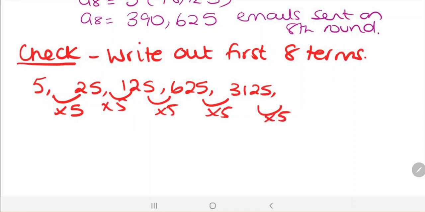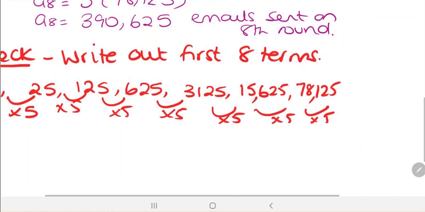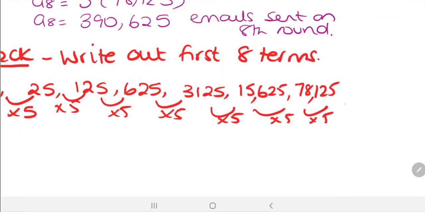And if we multiply this by 5, we'll have 15,625. And this by 5 will give us the next value of 78,125. And finally, 1, 2, 3, 4, 5, 6, 7, the 8th term, if we multiply this, will be 390,625, which is what we had there.